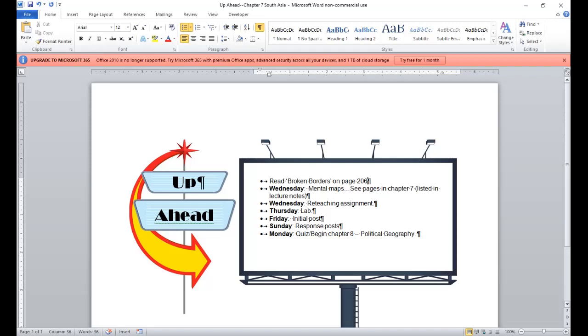Broken Borders is page 206, and I think the mental maps are pages 188 to 191. You can take a look at some of those and get an idea about them. I have a reteaching assignment on Wednesday, and then the lab. In the lab, you guys will be looking at asylum. Where are people coming from? Where are they going to? And what's the asylum process?